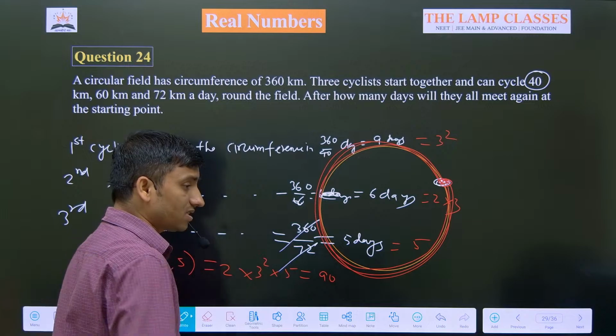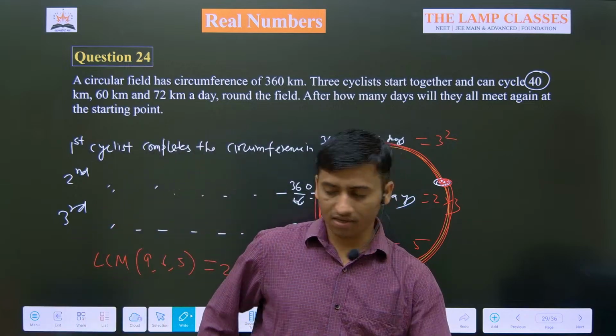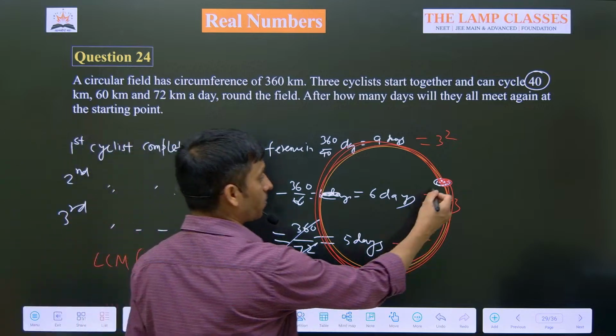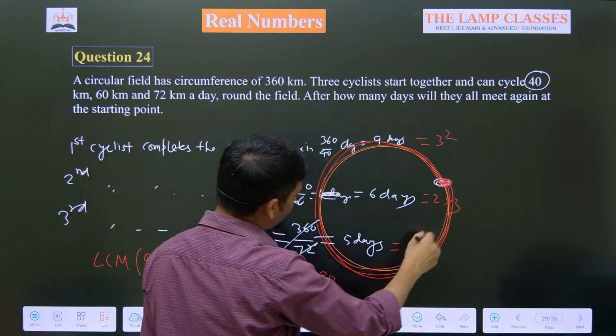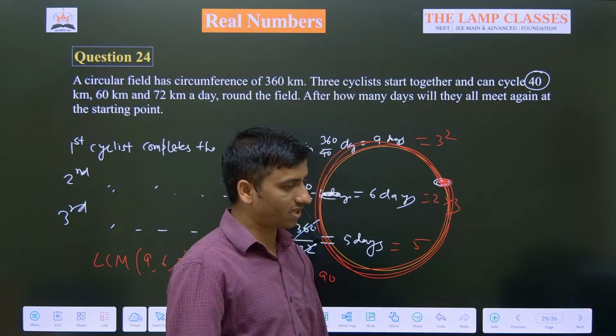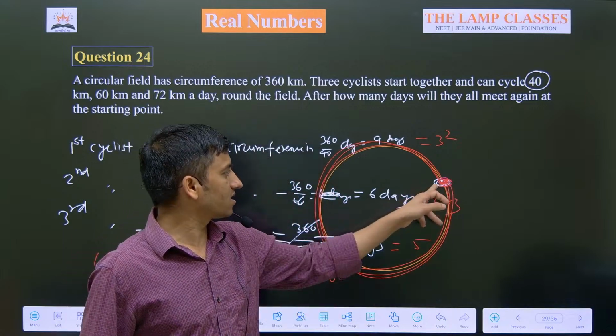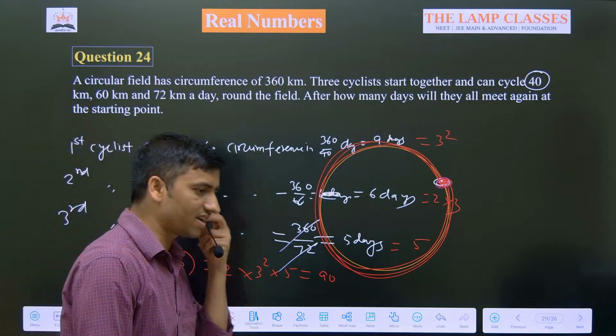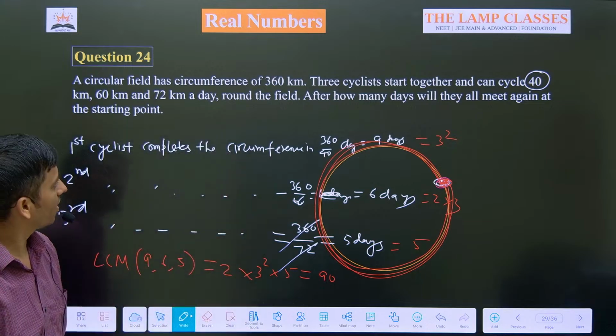That means these people will again meet at the initial point in 90 days. The question was the initial point. It is possible that they might be meeting at some other point also, but that's not the question. Again at the same point, when are they meeting? So it has to be 90 days. After 90 days only they will meet. Are you getting?